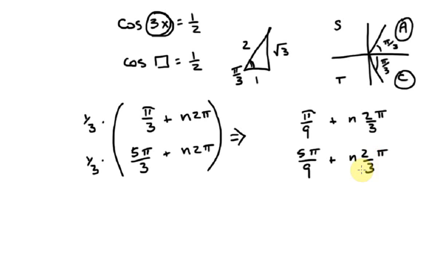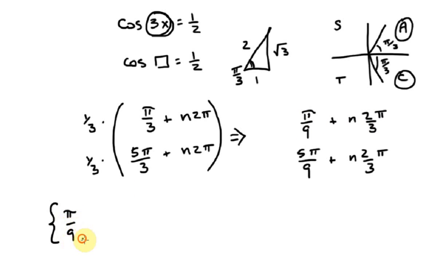Because remember, in the original question, we were supposed to list all the solutions that fall between 0 and 2 pi. So we're going to have a set of answers here. Okay? So I'm going to use this stuff here as my generator and figure out how many solutions I can get here. So when n is 0, it wipes out this. I have pi over 9.